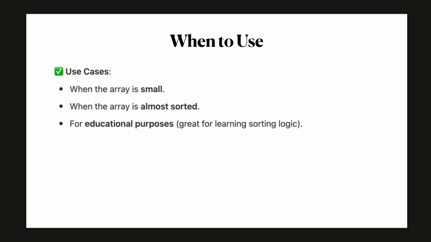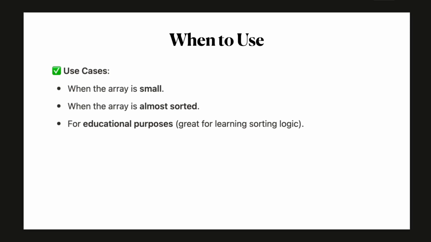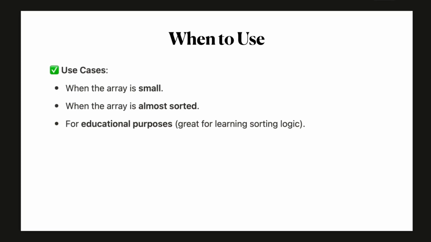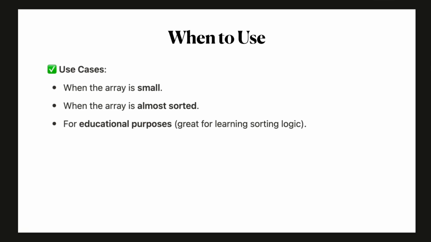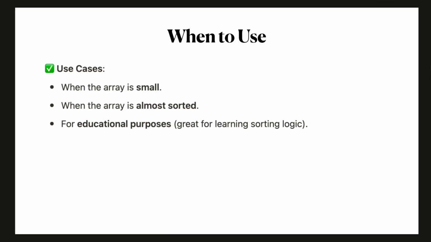Next case is when the array is almost sorted. For example, if you want to make sure whether the given elements are sorted or not, we can use this algorithm. It will execute in order of n. If all the elements are sorted, no swap occurs, so we can break the loop in the first iteration only.